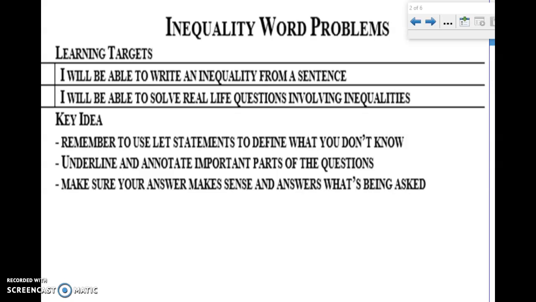You're also going to be able to answer real life questions. So we do all this work with inequalities, and you're like, well, what's the big deal? When am I ever going to use this in my real life? Today we will show you places where it could be used.